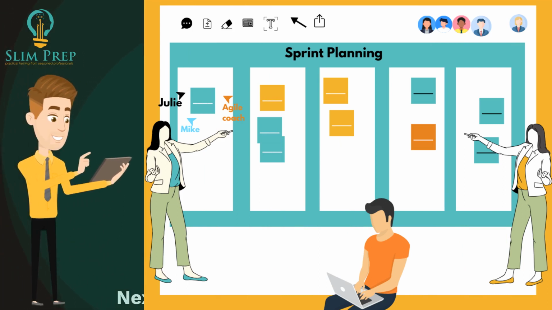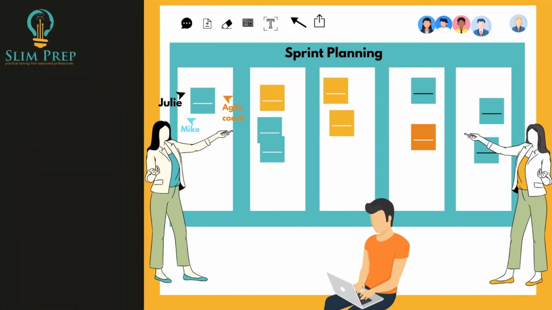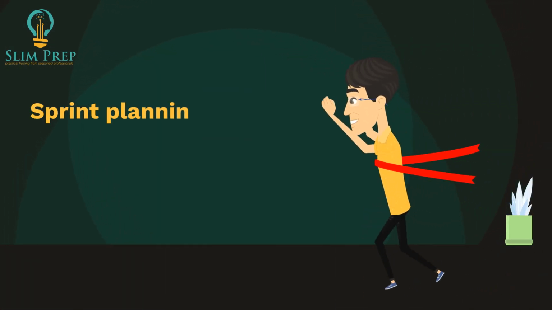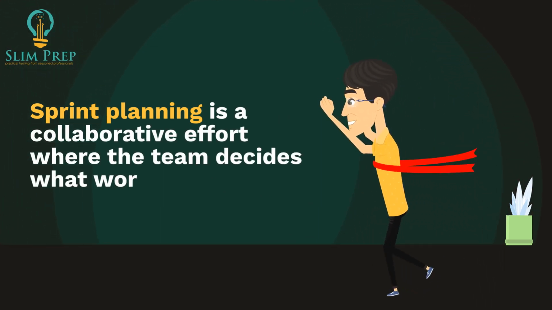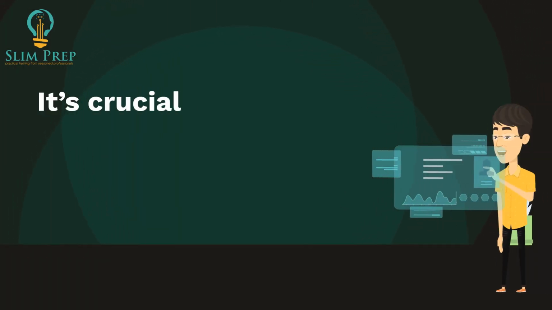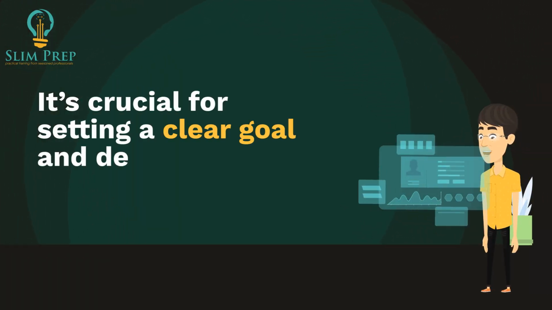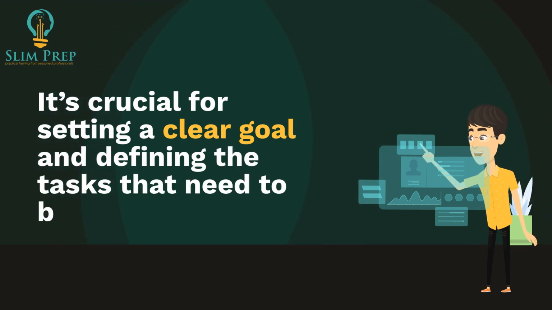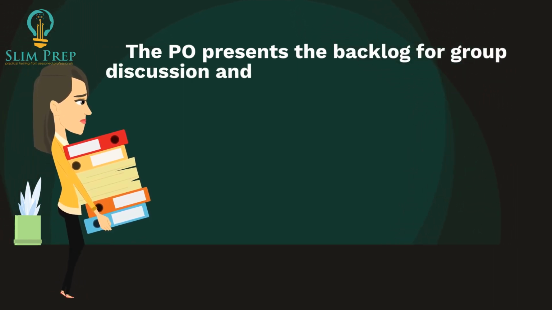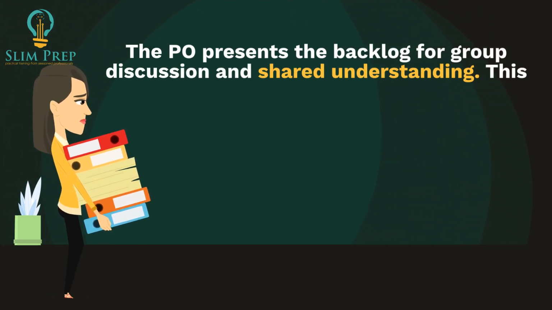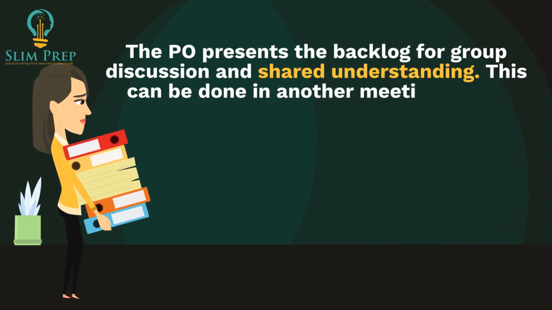Next up is sprint planning. Sprint planning is a collaborative effort where the team decides what work will be done in the upcoming sprint. It's crucial for setting a clear goal and defining the tasks that need to be completed. The PO presents the backlog for group discussion and shared understanding. This can be done in another meeting called backlog grooming.